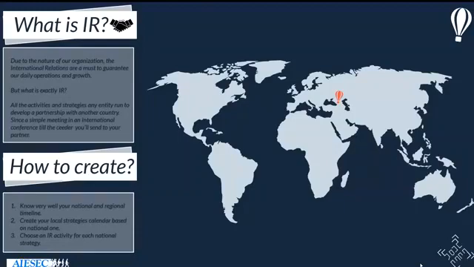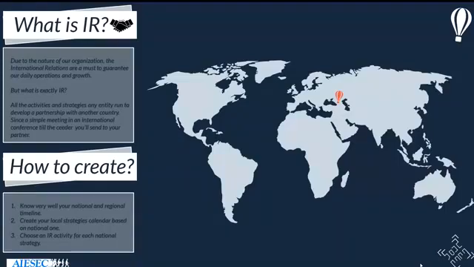Firstly, know very well your national and regional timeline. National and regional timeline are the most important parts in order to choose your IR partners. For example, why are we not choosing to work with Americas? The main reason is that our timelines are not aligned. Their summer peak is opposite to our winter peak.